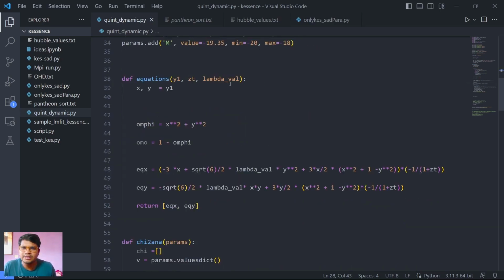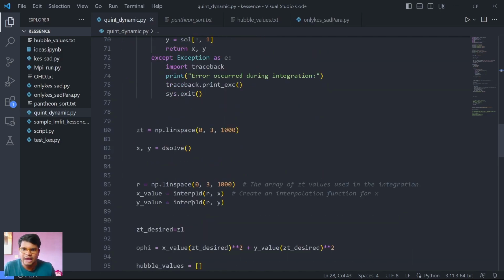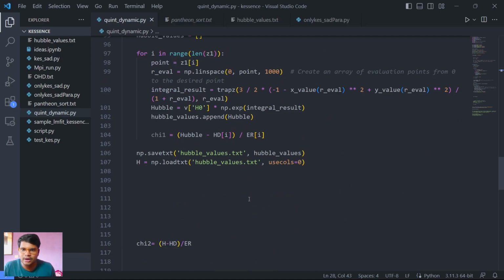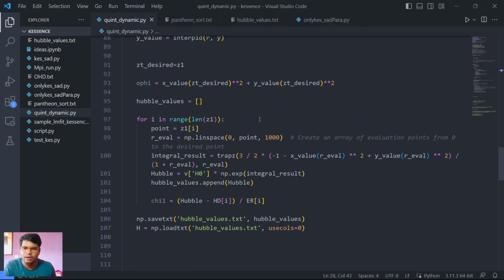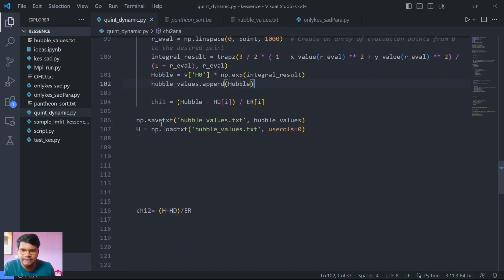Now over here we have defined some kind of equation which I will talk about later on, and then there is a chi2na. Chi2na says that we are trying to estimate the chi square, and here goes your model. Over here I am calculating h from the scalar field, calculating the Hubble using the H0 variation and the parameter called delta. Delta is the associated parameter from the potential, and over here I am getting the Hubble value. Once I have the Hubble value, I am saving it as a text file.